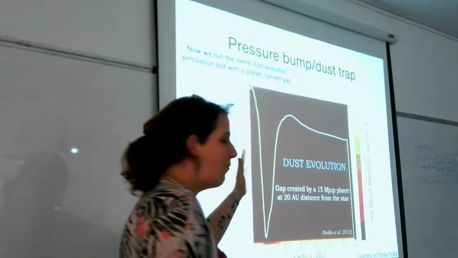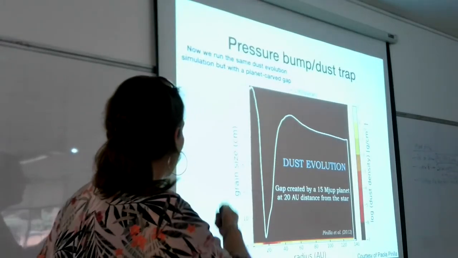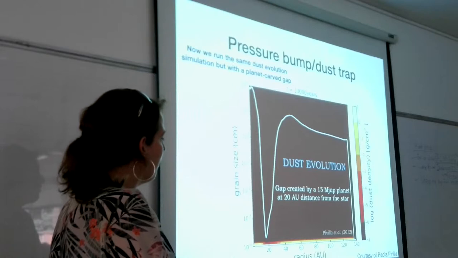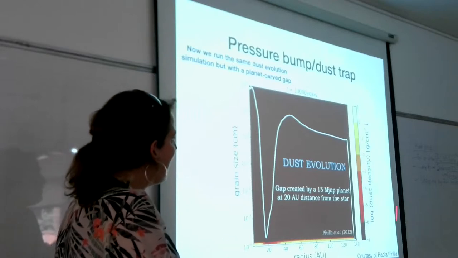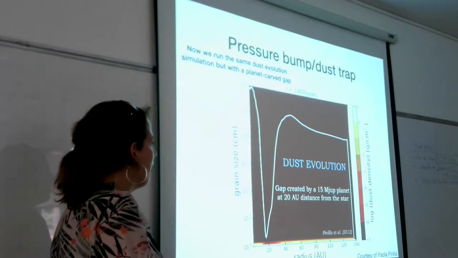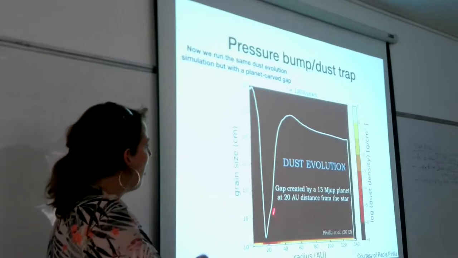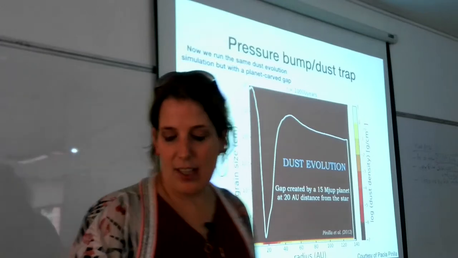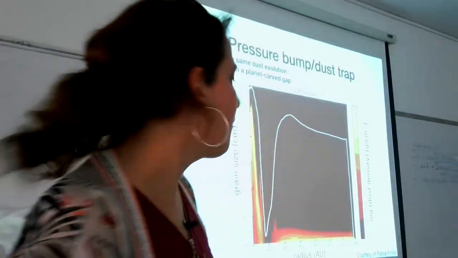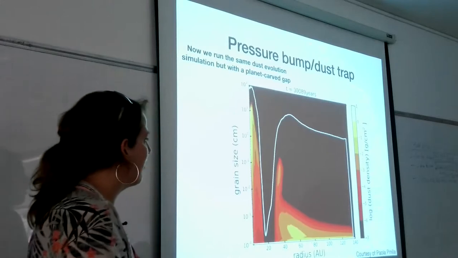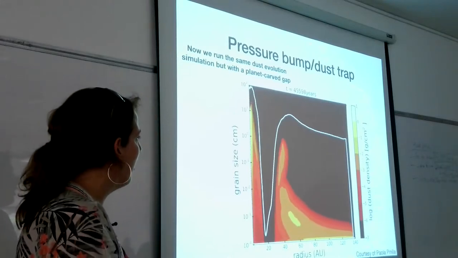Okay, so how does this look in terms of dust evolution? We have the same plots as before, with the grain size on the vertical axis, the distance from the host star, the radius, on the horizontal axis, and the density of the dust in color. But instead of a smooth gas surface density profile, we now have this gapped profile. But now what happens with the dust evolution? So dust is still drifting, like some dust is still drifting inwards.